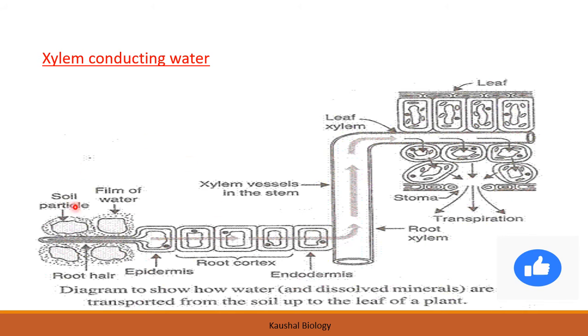So you've seen how this water is moving in the upward direction to the leaf. See, the diagram is showing how water, along with the dissolved minerals, is transported from the soil up to the leaf of the plant, because water is required for photosynthesis, right?